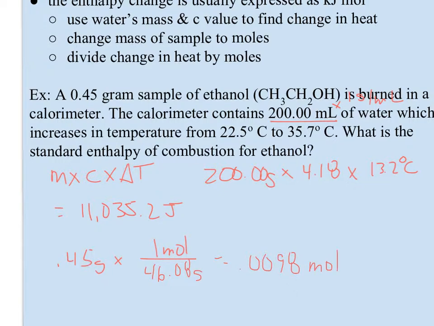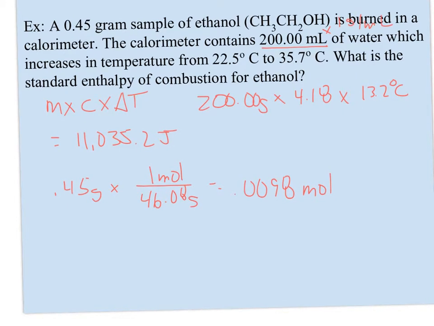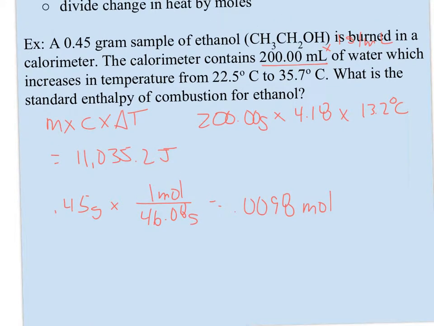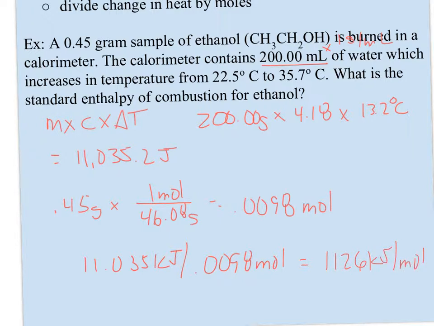So now if I go ahead and change my joules to kilojoules, I actually have 11.035 kilojoules divided by the 0.0098 moles, which is going to give me a combustion of 1,126 kilojoules per mole, or if I remember my sig figs, I would round this to 1,130 kilojoules per mole.